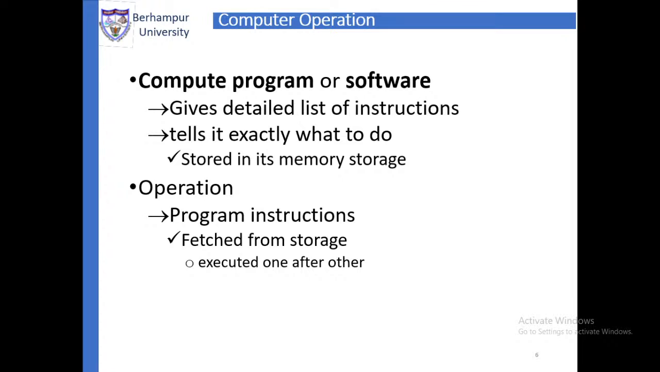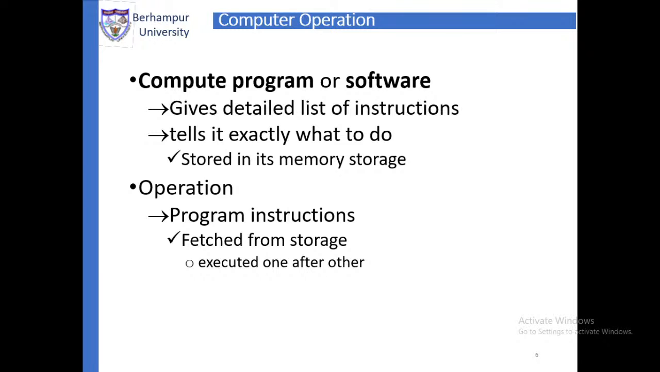Then what is the operation? Operation is actually program instructions. These program instructions are fetched from storage, wherever it is stored, as I told you. Then they are executed one after another in a serial manner. So serially, the first line will be executed, then the next instruction, then the next instruction. So instruction number 1, 2, 3, 4, this way it will be executed by the computer. So this is how the computer operates. In general, this is the operating principle involved in the computer.